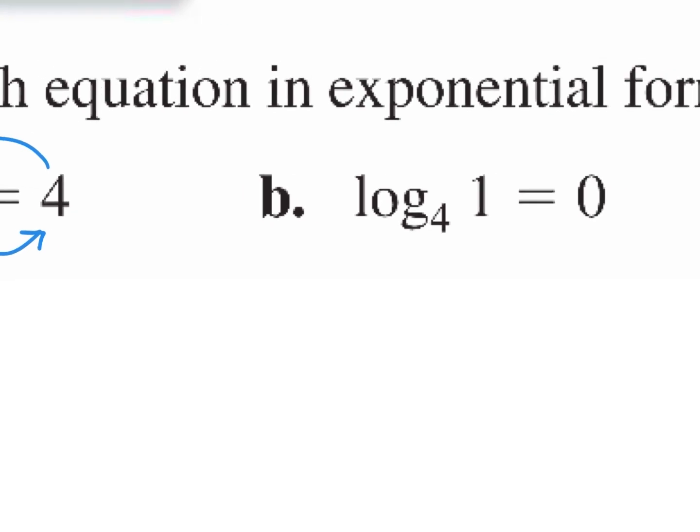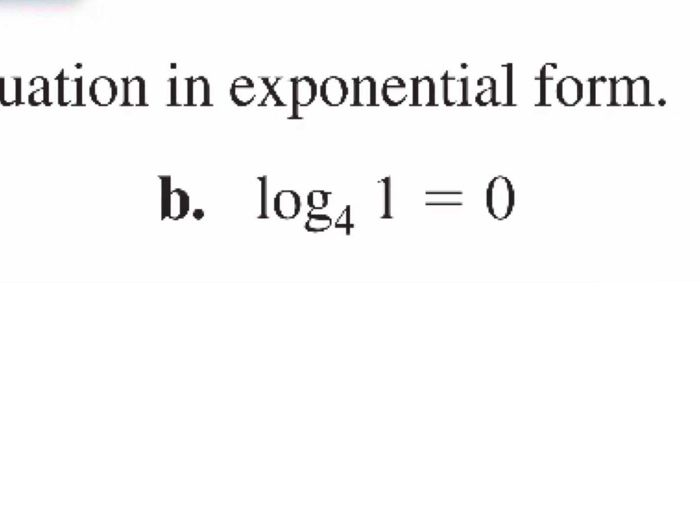So let's look at B. This says log base 4 of 1 equals 0. What do I do with the word log? I cross it off. What does little 4 become? Big 4. And then what happens with 1 and 0? They switch spots. So 4 to the 0 power equals 1. Guys, what's anything to the 0 power? 1. Perfect.